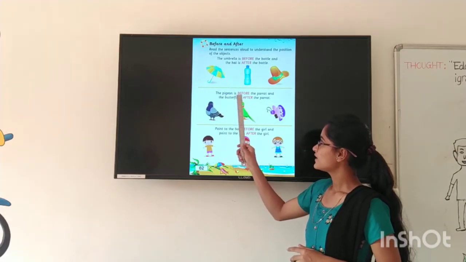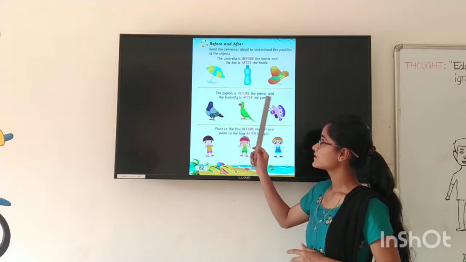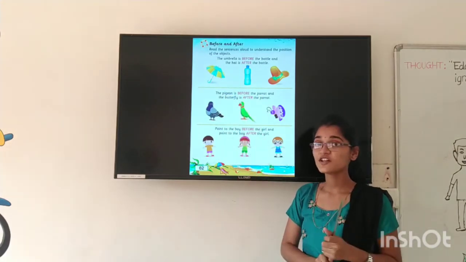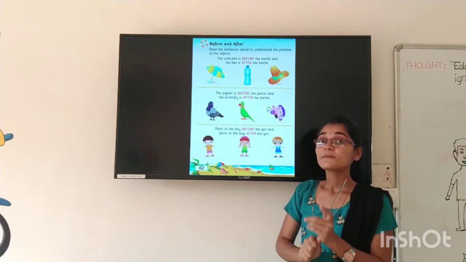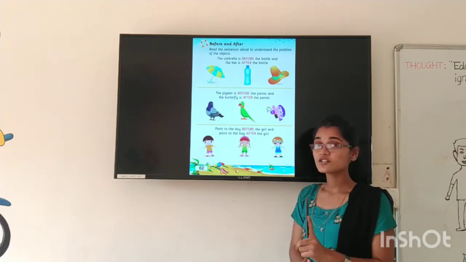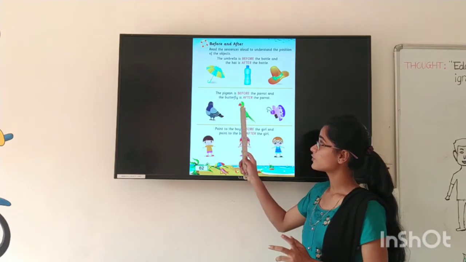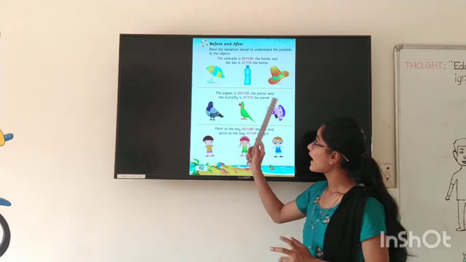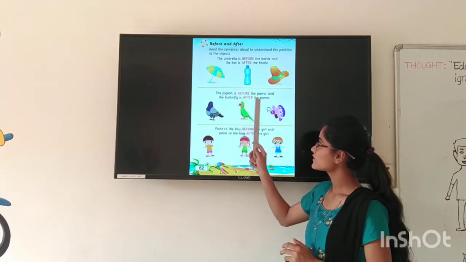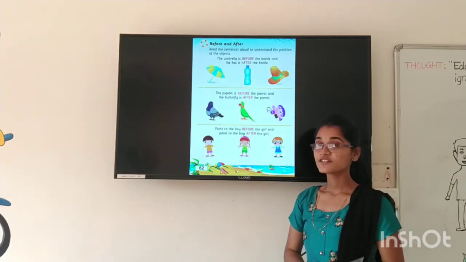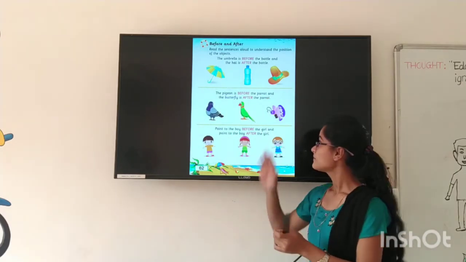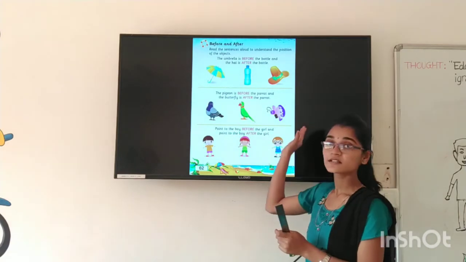Now next, pigeon is there, parrot is there and one butterfly is there. Okay? The pigeon is before the parrot. What is the position of pigeon? Pigeon is before the parrot. And the butterfly is after the parrot. And what is the position of butterfly? Butterfly is after the parrot.